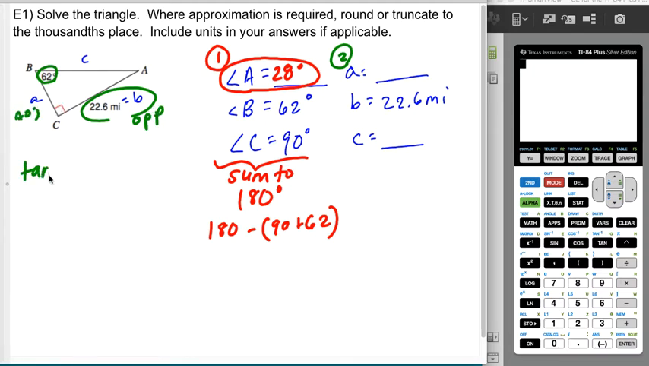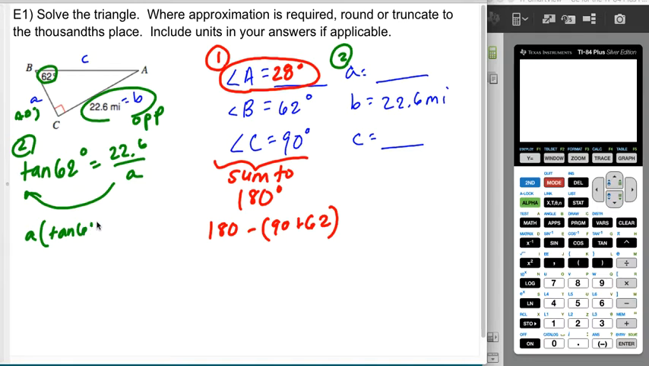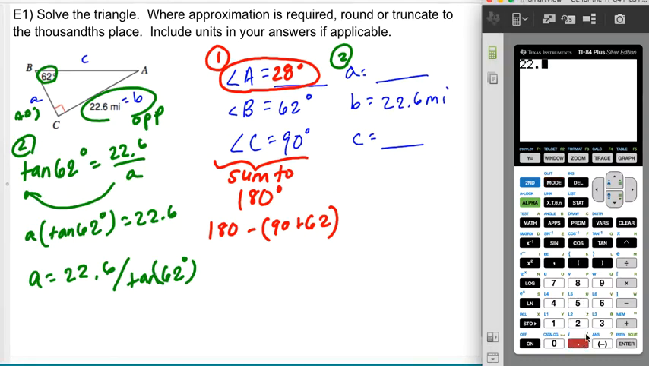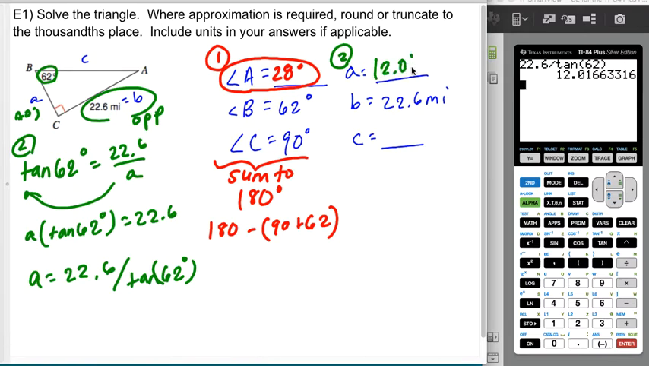So I'm going to say the tangent of 62 degrees. This is my second bit of work. Tangent of 62 degrees equals 22.6 divided by lowercase a. When I multiply the a over, because remember, tangent of 62 degrees is just a number, I can divide by that number and get that a should be 22.6 divided by the tangent of 62 degrees. And I'm going to type that in my calculator. I've already changed to degree mode. Divided by tangent of 62. All right, so I'm going to get that a is 12.016 or 7 miles. I recognize that the original only gave me to the tenths place, but we always go to the thousandths place.